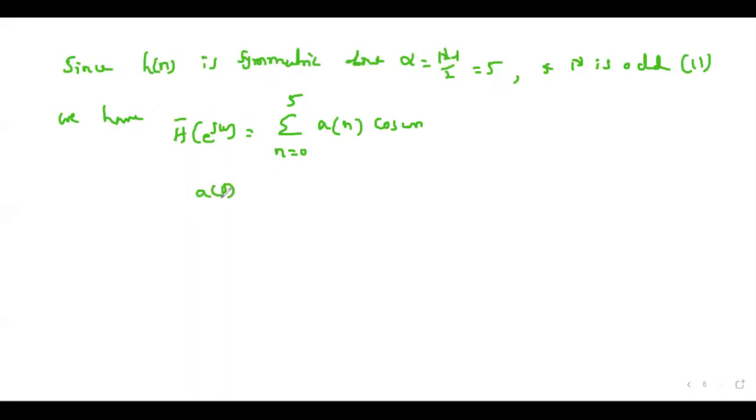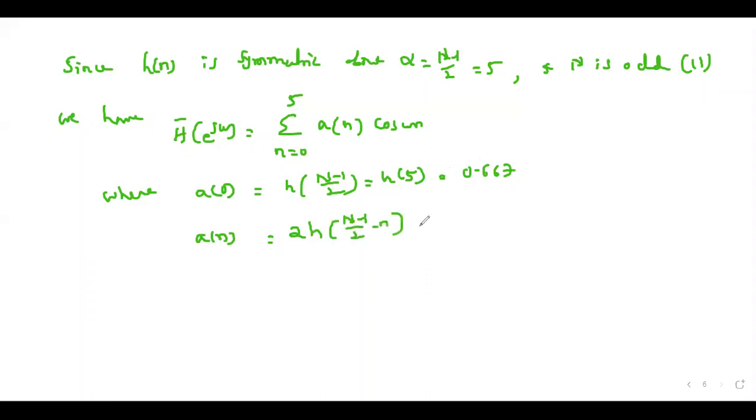Okay, here a of 0 is equal to h of (n minus 1) by 2, that is h of 5, that is here 0.667. Next, a of n is equal to 2 into h of (n minus 1) by 2 minus n. This is for n is equal to 1, 2, 3, 4 and 5. Therefore, A of 1 is equal to 2 into h of 5 minus 1, that is 2 into h of 4. Since h of 4 is 0, this value is 0.